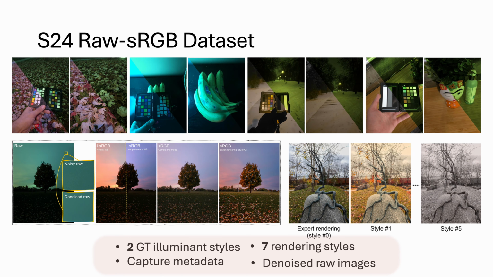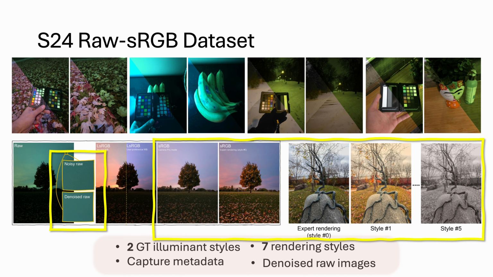In addition, we provide additional ground truth data to broaden the dataset's impact for other applications. We provide two illumination styles, including a neutral ground truth from a color chart and a user-preferred ground truth, seven rendering styles, and denoised raw images.